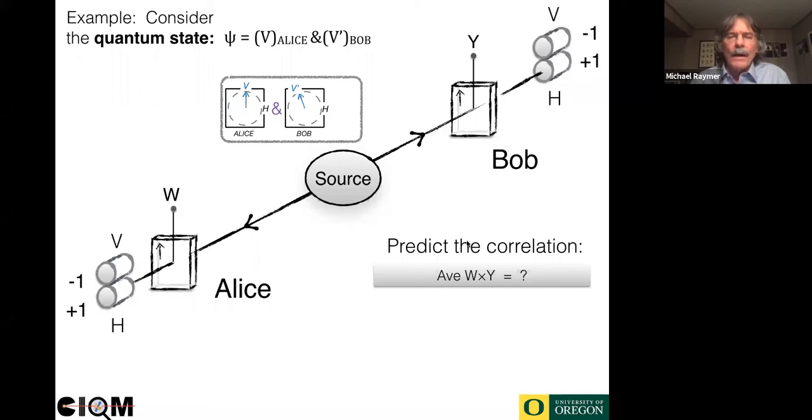So what we're going to try to figure out is what would happen if the source produced this state right here, V on Alice's side and V prime on Bob's side. So that's the state where the state arrow is at -22.5 degrees from V. Now here's an ampersand, that means and. So this is a composite state, but let me ask you really quickly to think, is this an entangled state?